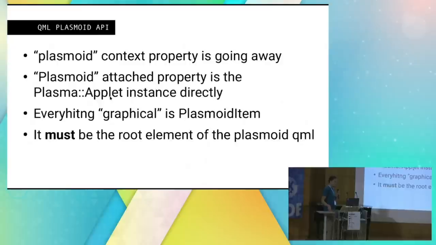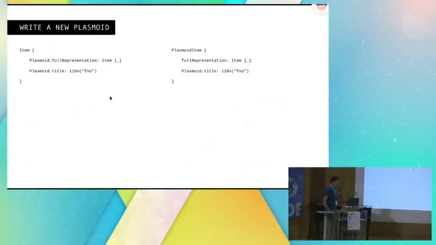What was that Qt6 item? It became a graphical element called PlasmoidItem that now must be the root element of your plasmoid. Comparing these, we used to have any random item as the root item and then put the attached properties for things like full representation. So basically this full representation would always be your item. In most plasmoids, this actual graphical item was not shown anywhere in the scene, which was kind of weird. Now you declare it like that, and this will be the actual root object in the scene of your plasmoid.